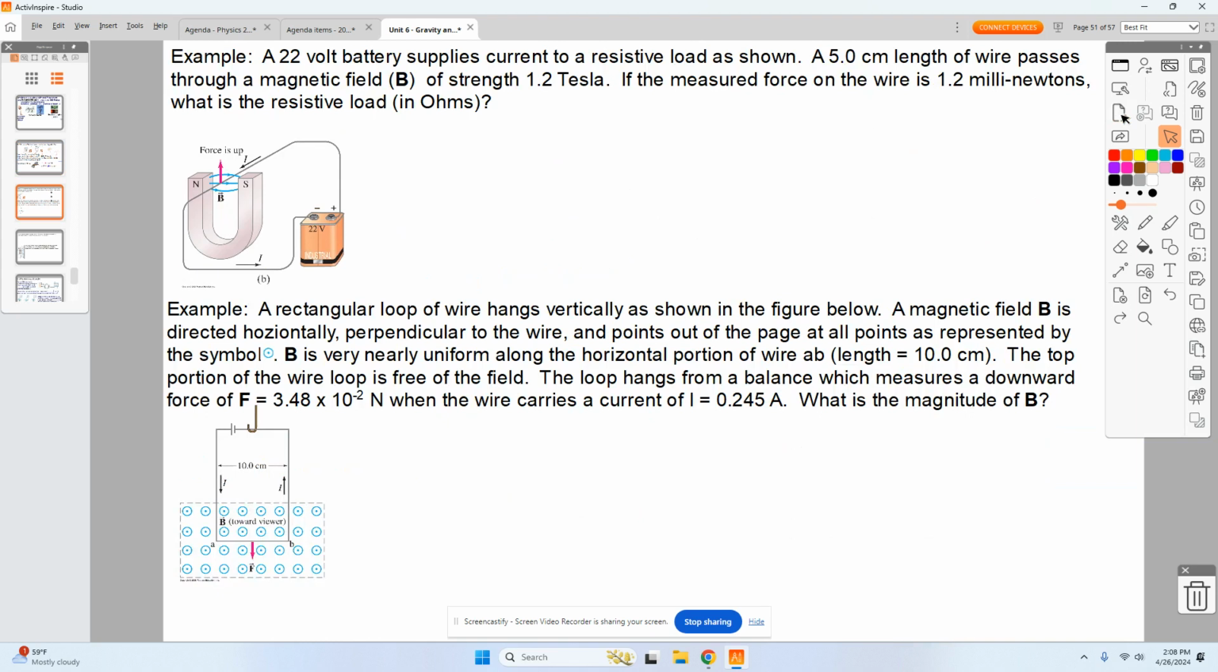So let's take this first one up here. A 22-volt battery supplies current to a resistive load. As shown, the wire is 5 centimeters in length. That wire passes through a magnetic field of 1.2 Tesla. It's actually pretty strong. A 1.2 Tesla magnetic field is pretty strong. The measured force on the wire is about 1.2 millinewtons. I'd like to determine the resistive load on that device. So I'm going to start with the equation F is equal to ILB, and I'm looking for the resistance.